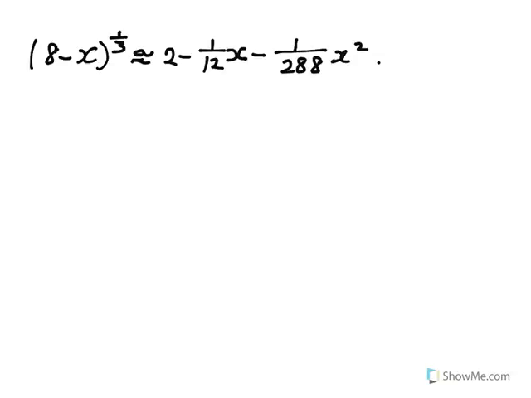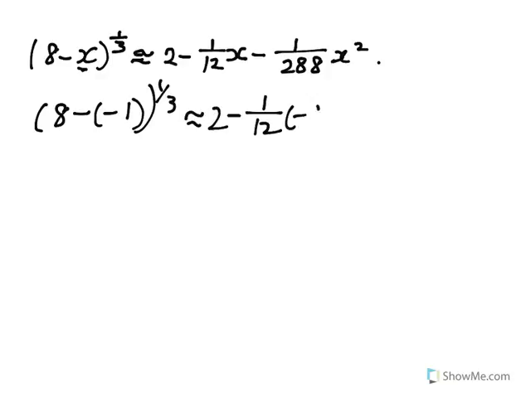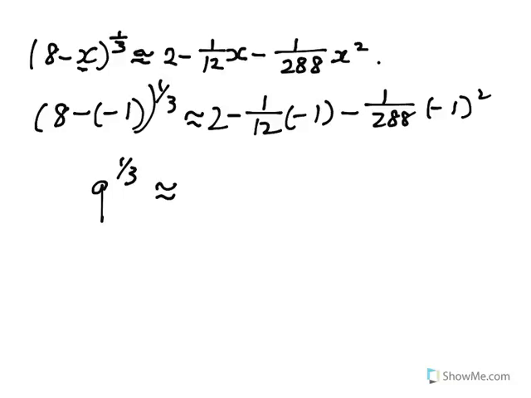Now we need to sub x equals negative 1. If they tell us to sub, we sub. So x is negative 1. This is approximately 2 minus 1 over 12 times negative 1, minus 1 over 288 times negative 1 squared. From here, on your left hand side you have approximately 9 to the power 1/3. On your right hand side, you just calculate and add up everything together, this is about 559 over 288.